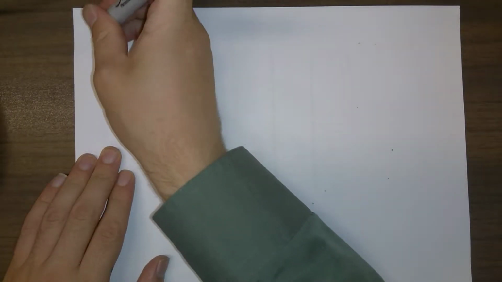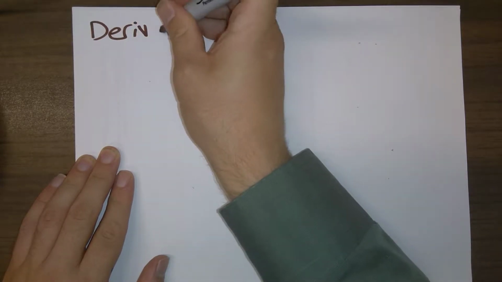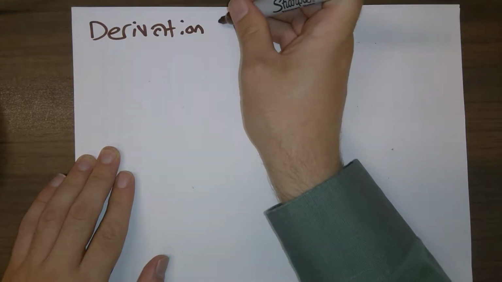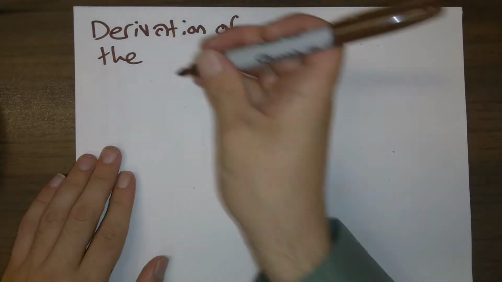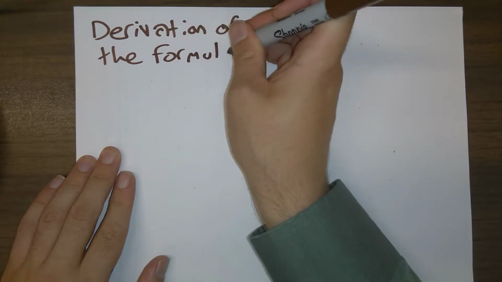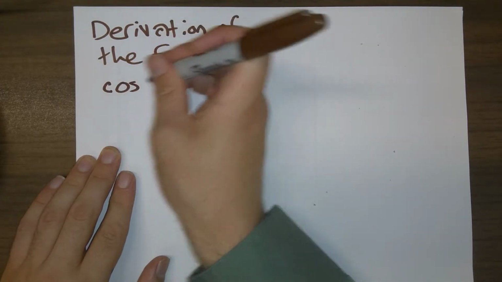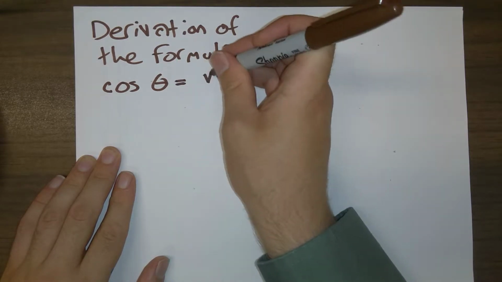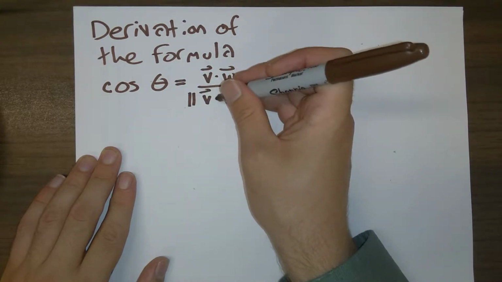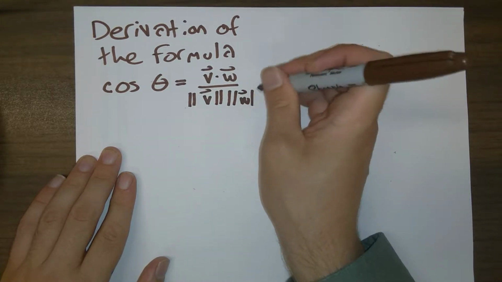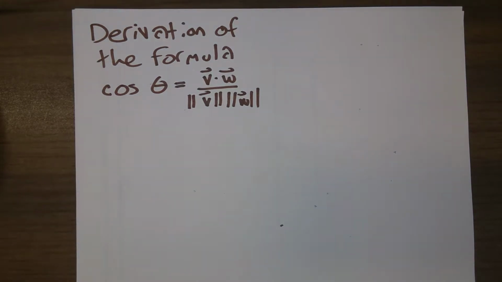Okay, in this video, I'm going to show you how to derive the formula for the cosine between two angles using dot products. So we know from before, we talked about this in class, that if we have two vectors, v and w, that the cosine of the angle between them is given by the dot product of v and w divided by their respective lengths.